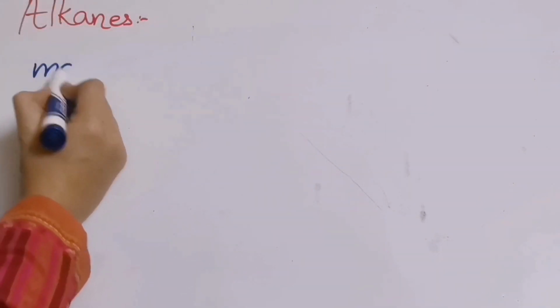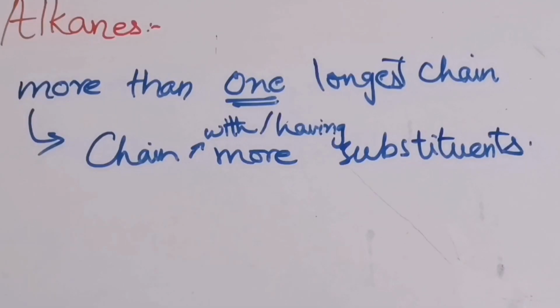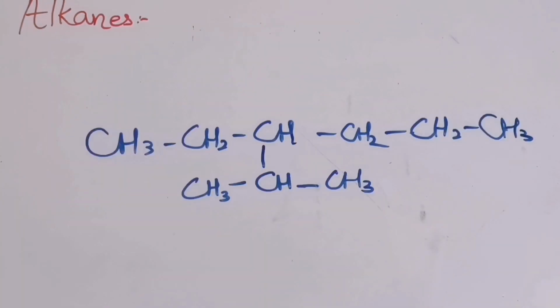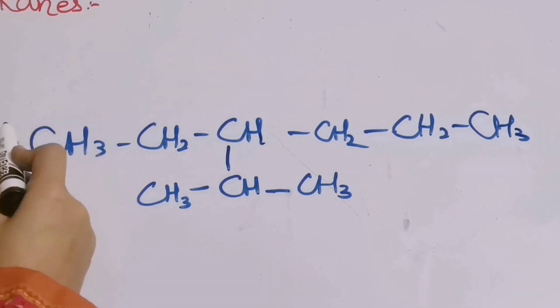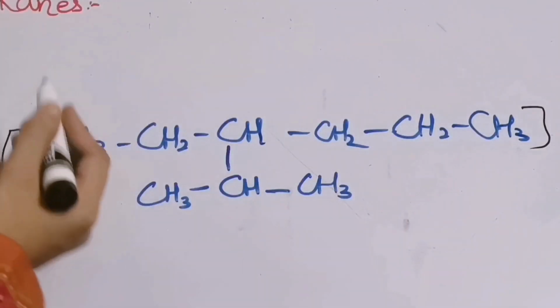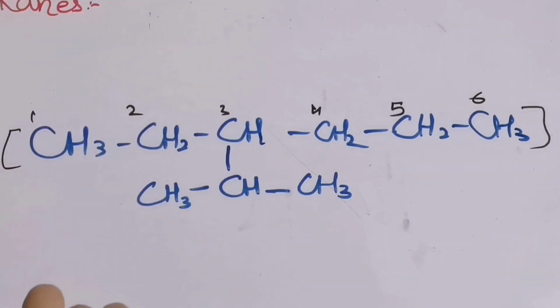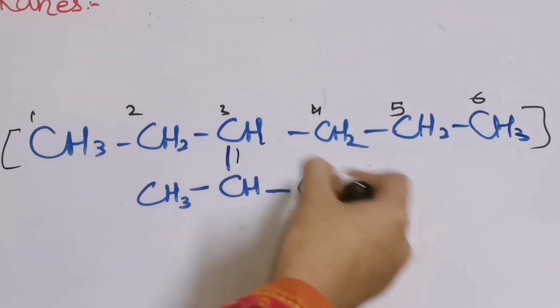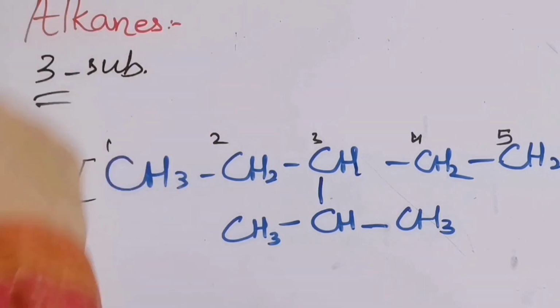According to the last rule, if we have more than one longest chain, then we will select the chain having more substituents. Now let us understand this with the help of an example. See over here, in this case we can select this chain, right? We can write the numbering from this side, 1. In this case how many substituents do we have? Only one substituent, that is present on carbon 3. The substituent is present on the 3rd position.